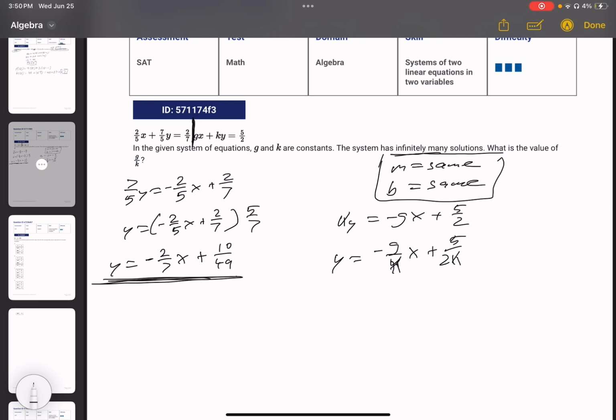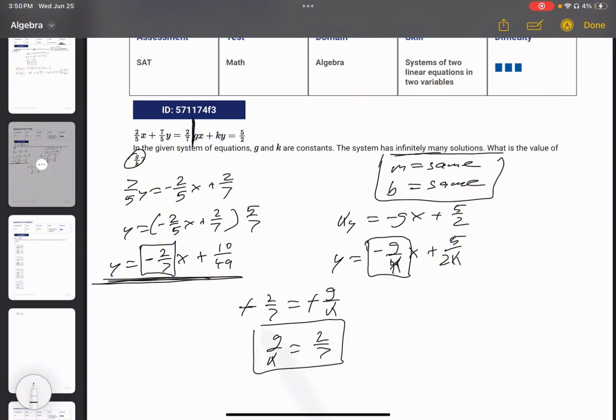We're going to look at the slope because it's already asking for g over k, and we know that these two are going to be the same over here because we have the same slope. So if negative 2 over 7 is equal to negative g over k, the negatives cancel out, and we get g over k is equal to 2 over 7. And that's going to be your answer for this problem, 2 over 7.